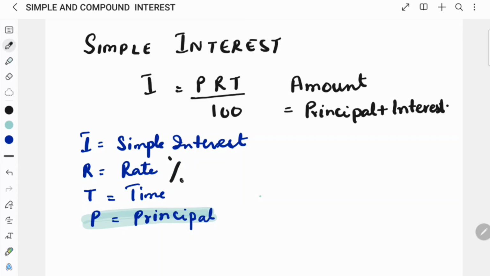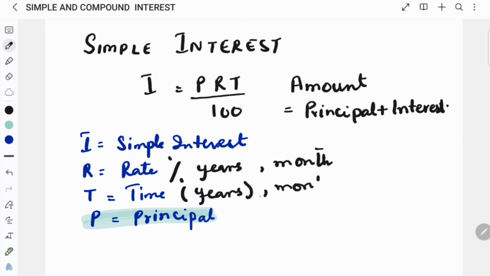If the rate is per year, the time period will be in years, and if the rate is per month, then the time period will also be in months. For example, if the rate is given as 2% per year, then the time will also be in years, and in case of months you will have to write the time in months.